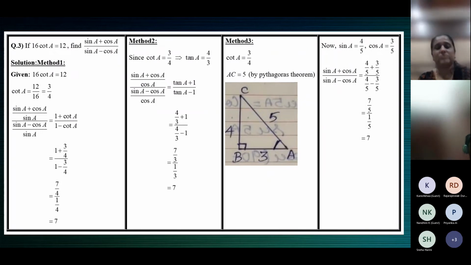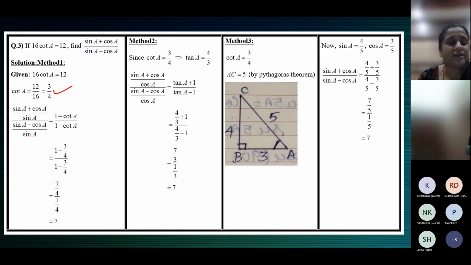Fine. So let me explain using the slide itself. See, children, this is the first method. Concentrate on what I'm explaining. Cot A is equal to 3 by 4. Now we need to evaluate sin A plus cos A by sin A minus cos A. Write down what you have to evaluate.